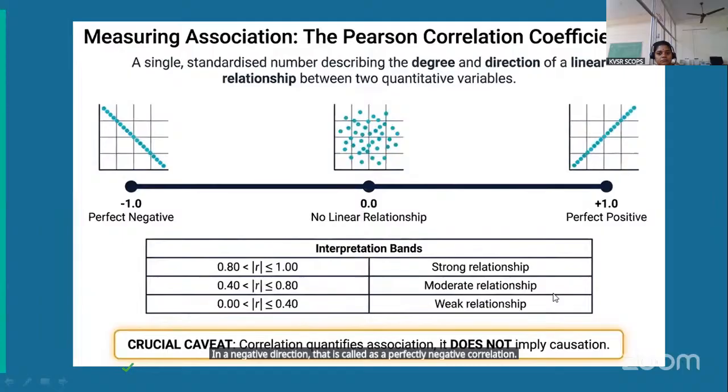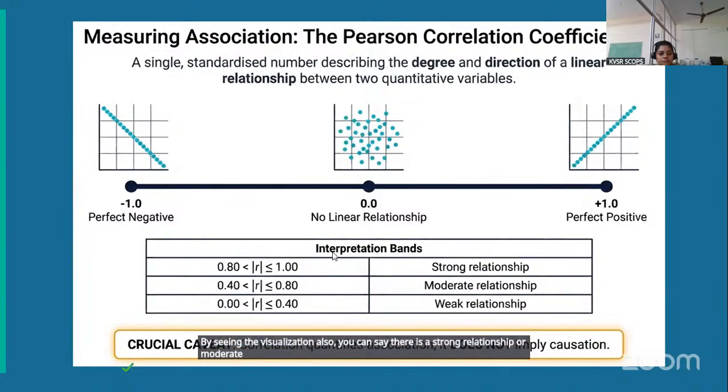If you want to interpret the results of this R value, this is the breakdown of the R values. If it is between 0.8 and 1, then you call it a strong relationship. Between 0.4 and 0.8, you call it a moderate relationship. 0 to 0.4, you call it a weak relationship. When we do the graphs, you will be getting R and R square values. Based upon that, by seeing the visualization you can say there is a strong or moderate relationship, but by the values also you can correlate.